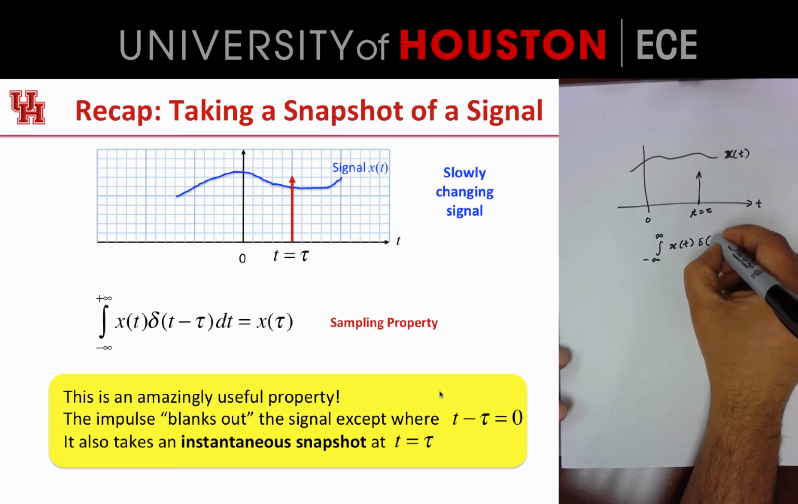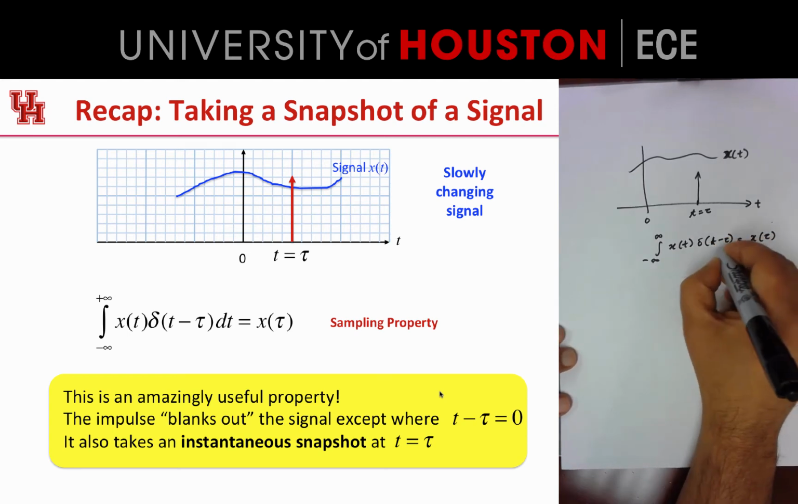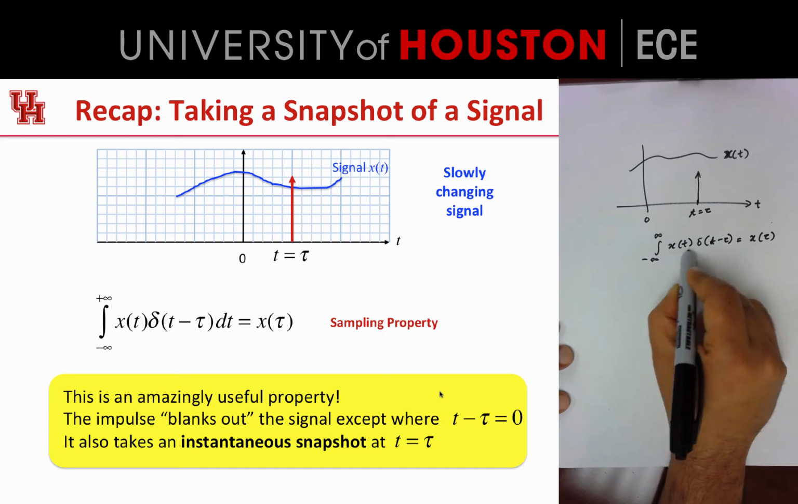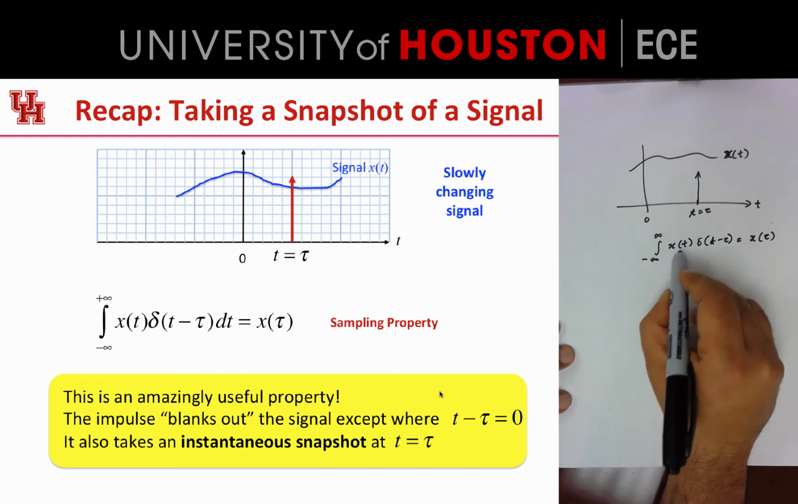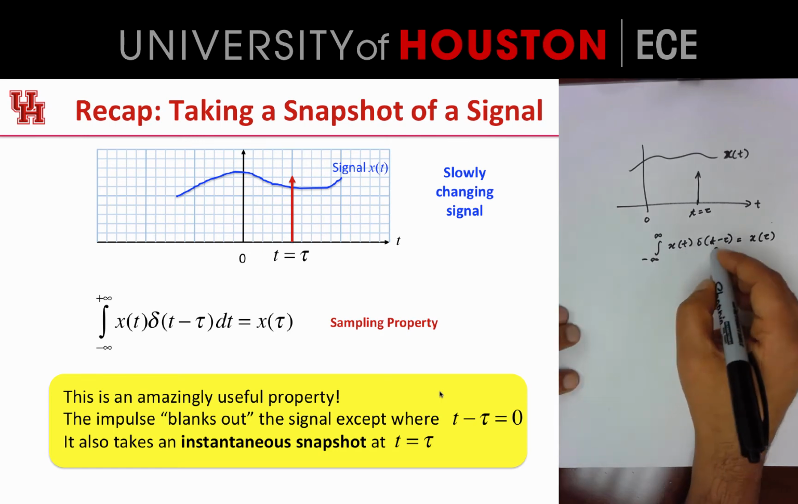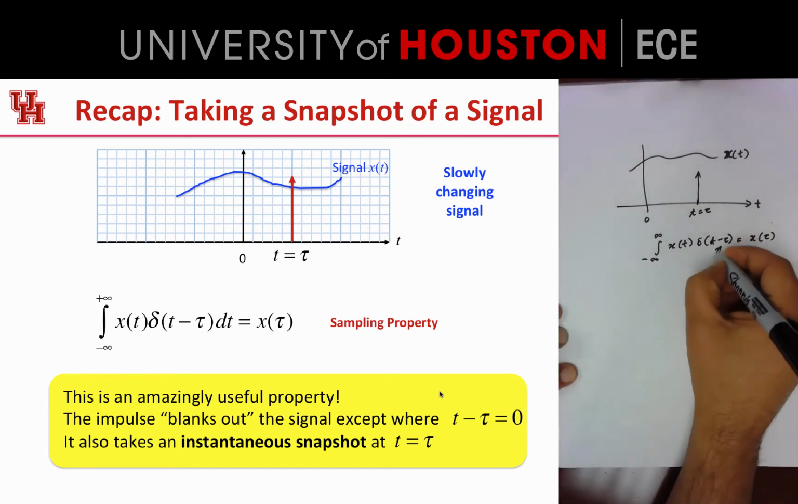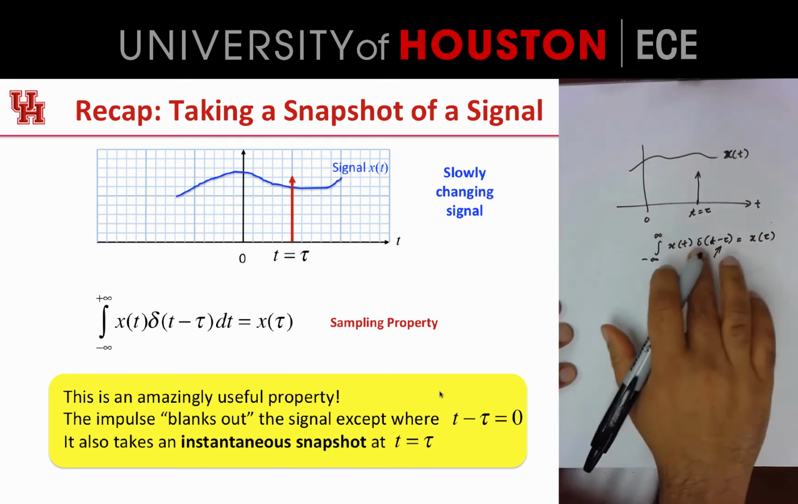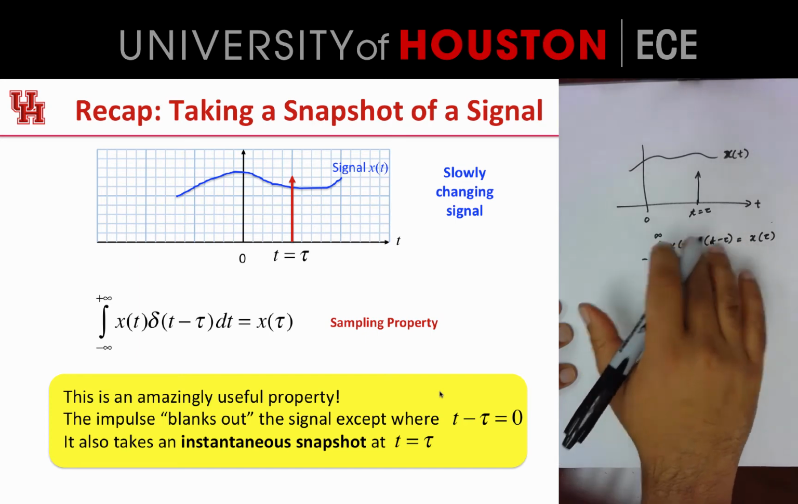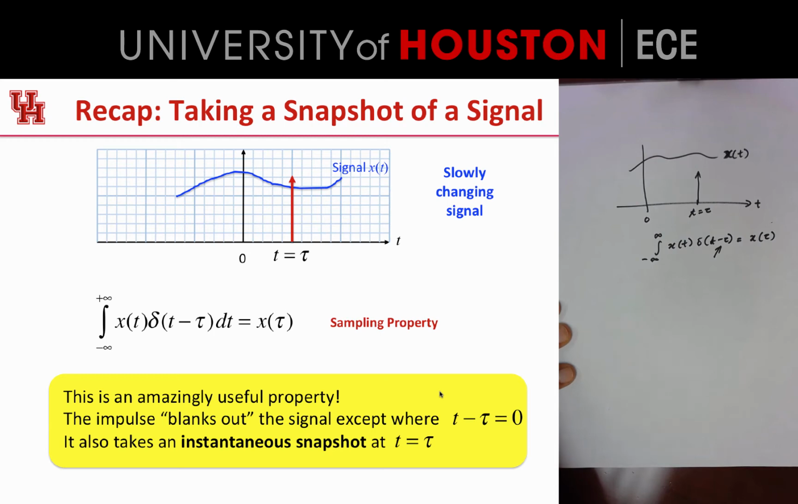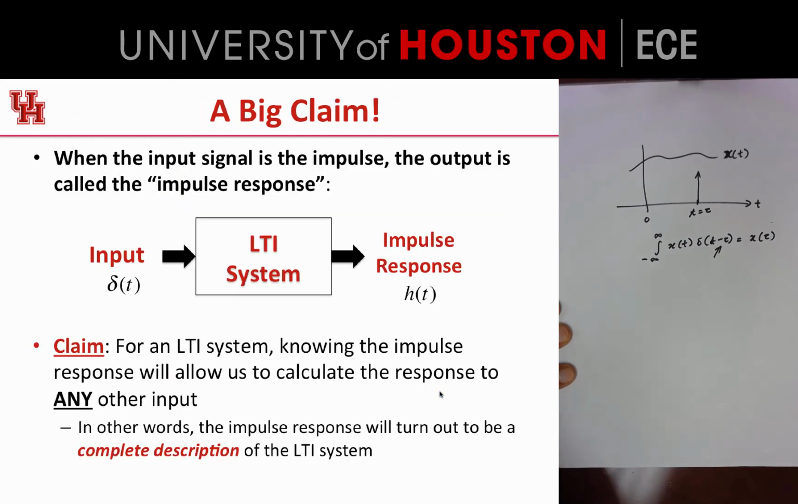Now to also remind you, the delta function is kind of neat. When you multiply this guy with anything else, it essentially blanks out this other guy at all points except when t equals tau. So that's part of the business of taking a snapshot at t equals tau. Whenever you see the delta function multiplying something, keep in mind that it's blanking out the other guy everywhere except when t equals tau. So that's another way to think about the snapshot property.